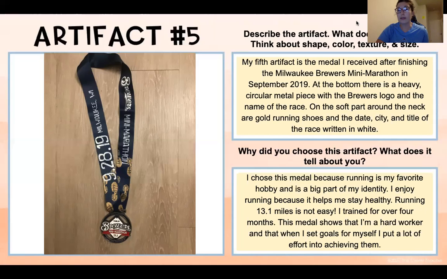Why did you choose this artifact? I chose this medal because running is my favorite hobby and a big part of my identity. I enjoy running because it helps me stay healthy. Running 13.1 miles is not easy. I trained for over 4 months. This medal shows that I am a hard worker and that when I set goals for myself, I put a lot of effort into achieving them.